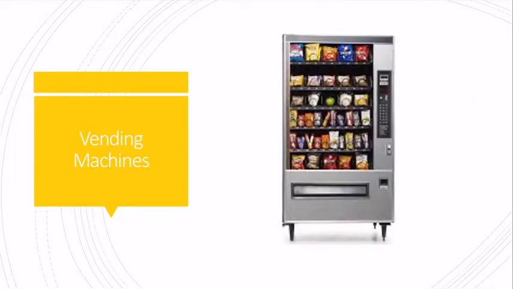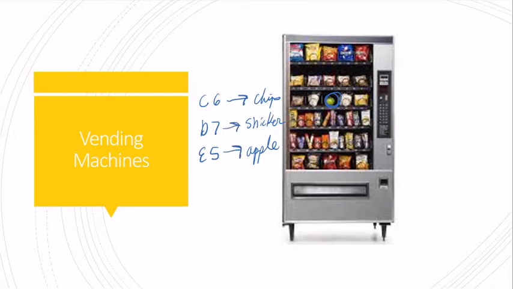the vending machine. A vending machine is a great way to express a function. So you've got your buttons, right? You've got like C6, D7, E5, and you push those buttons and you get something out. You might get chips or you might get a Snickers. There's an apple in here. I don't think anybody wants that apple, but we'll put an apple. And what happens? You push C6, you get chips. You push D7, you get a Snickers. You push E5, you get an apple. So each distinct x value has only one unique y value.